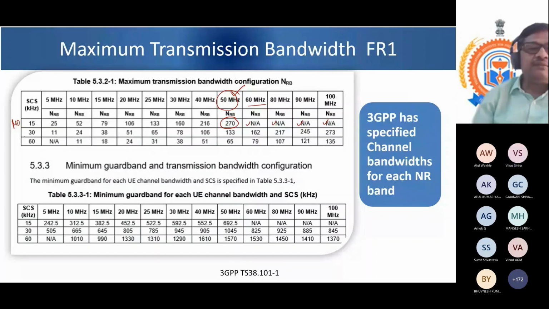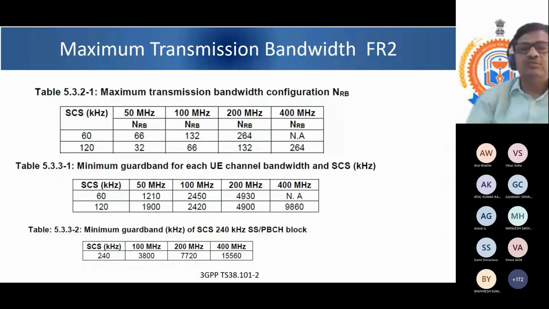Similarly, for 30 kilohertz numerology, you can go up to 100 megahertz, and for numerology 2 also you can go up to 100. That is what I was trying to explain in the FR1 range standard. Okay, let's go to the FR2. Let's look at this. There are certain important aspects.